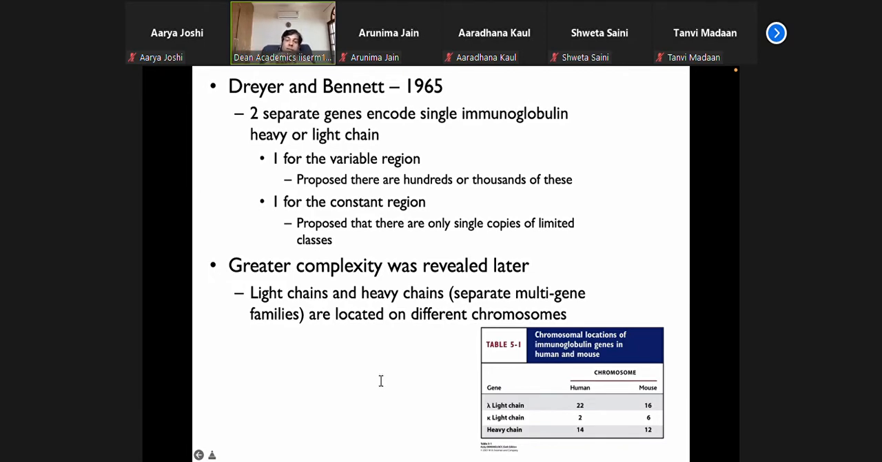After that, they said that because you have to have this process of rearrangement where you can keep the constant portion the same, but keep shuffling the variable region in the antibody molecule, even within the same polypeptide the constant region has to be encoded by something else and the variable region by something else. Something means some genes. And then they suggested that probably for the variable region you have several hundreds or thousands of genes, which can be recombined.